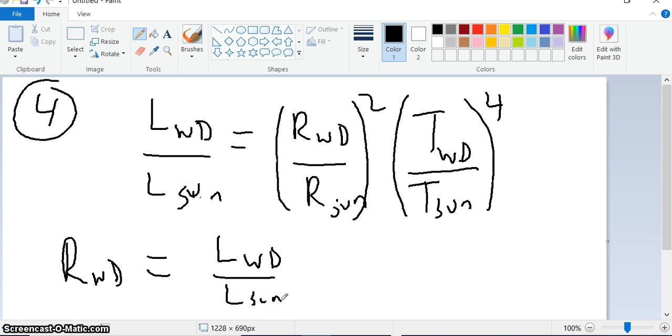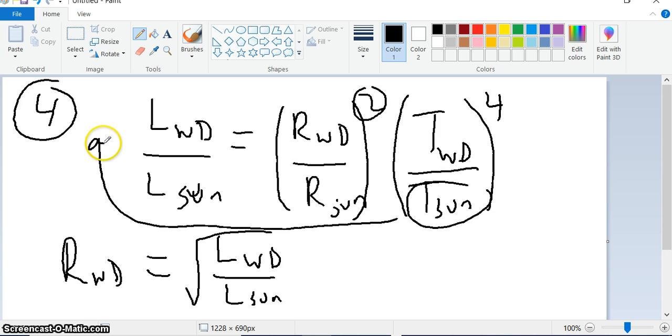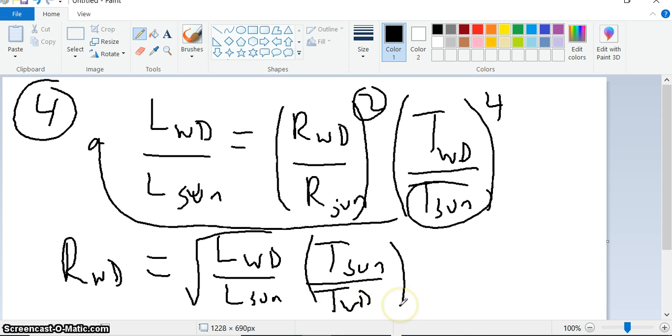And of course, since this is squared, we have to take the square root of that. Notice this is in the denominator, but we're going to put it on the other side of the equation, so it goes to the numerator. So it's going to be the temperature of the sun divided by the temperature of the white dwarf, and then you're taking the square root of something to the 4th power, right? So the square root of that, of course, just becomes squared.